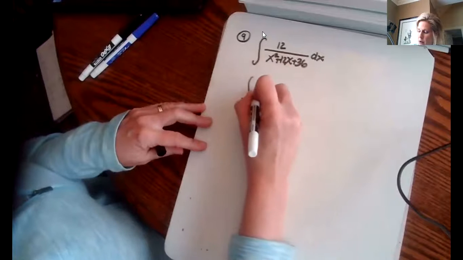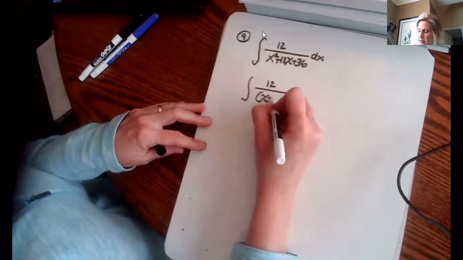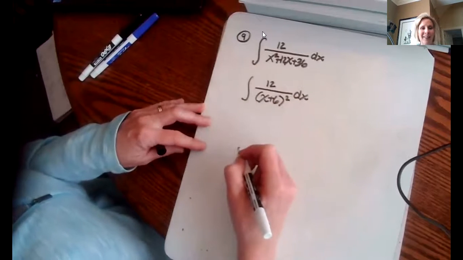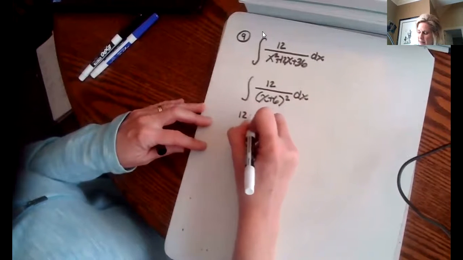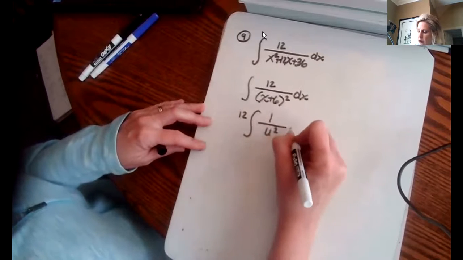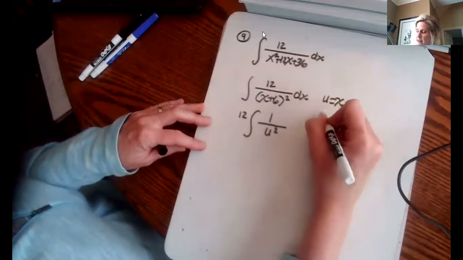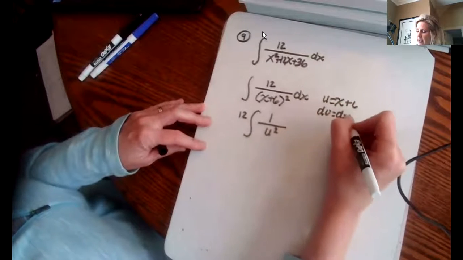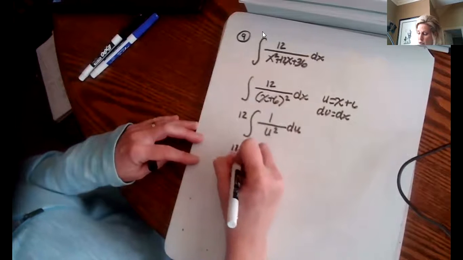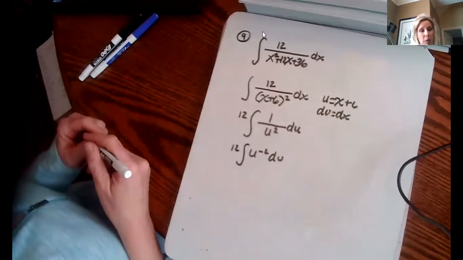So I'm going to have 12. And on the bottom, do you see that this is x plus 6 squared dx? So look, guys, if I pull out the 12, I can make that 1 over u squared. u would be x plus 6. du would just be dx. So I can immediately replace the dx with du. And guys, you can integrate that because, again, it's just a power rule problem.